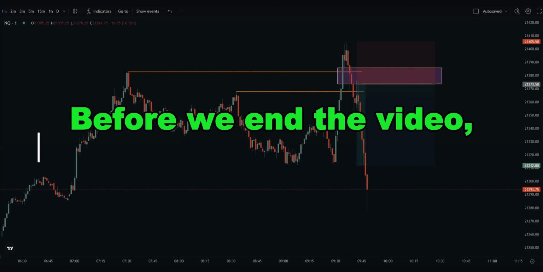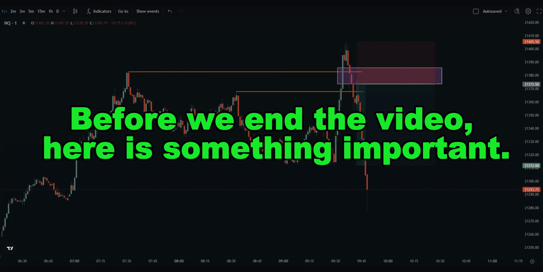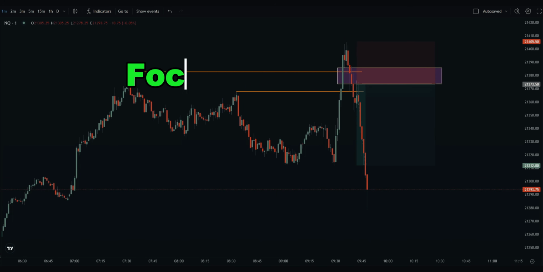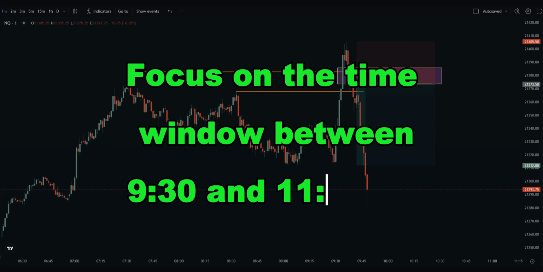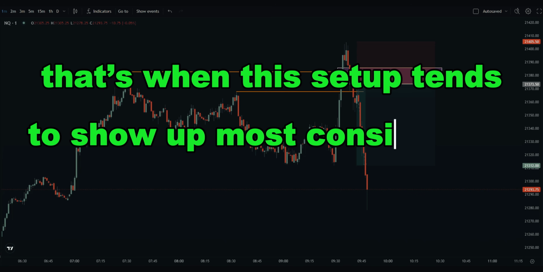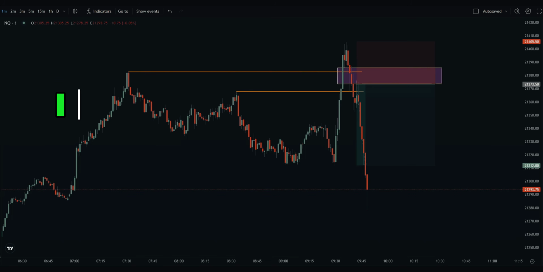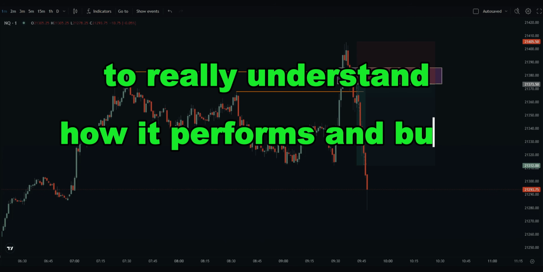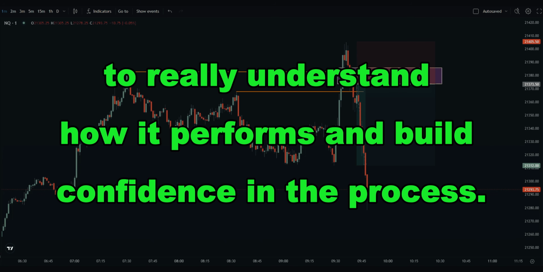Before we end the video, here is something important. Make sure you backtest this strategy before using it in the live market. Focus on the time window between 9:30 and 11:30 am. That's when this setup tends to show up most consistently. I recommend you backtest at least 100 trades to really understand how it performs and build confidence in the process.